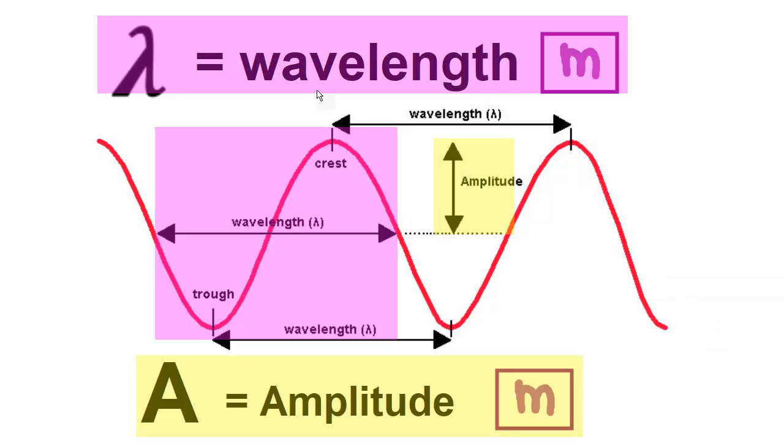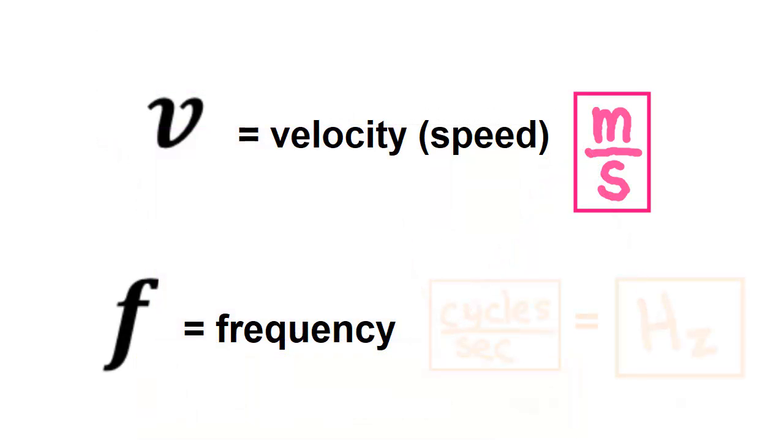So here they are together. The wavelength is the length of one wave this way, and the amplitude is how tall the wave is from the rest position upwards. Now let's talk about velocity and frequency. I put these together because the units are kind of similar, and that's why students get confused between them. So velocity or speed is meters per second. We've been talking about that for a while.